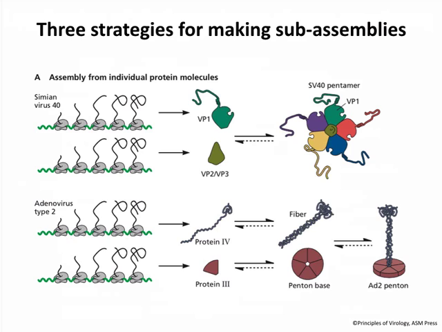Now, the information for this coming together is encoded in the sequence of the protein. These proteins know how to fold properly and assemble with one another. That's how they have evolved. There's no magic involved.